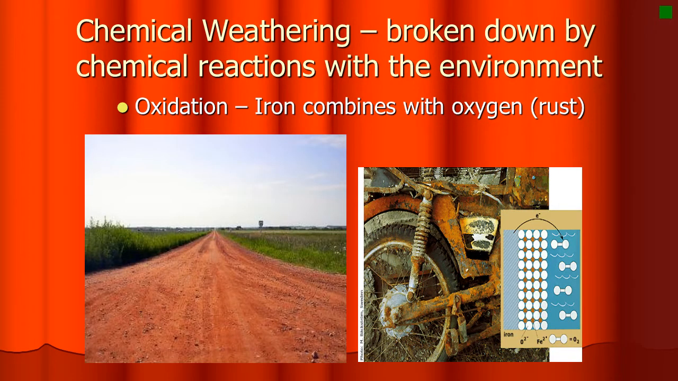We have oxidation, which is when iron combines with oxygen. This is otherwise known as rust and usually causes kind of a reddish material. This is actually why the surface of Mars is red. It's for the same reason that this soil right here is red. It's because it has a lot of iron in it, and that iron literally rusts when it comes in contact with oxygen.